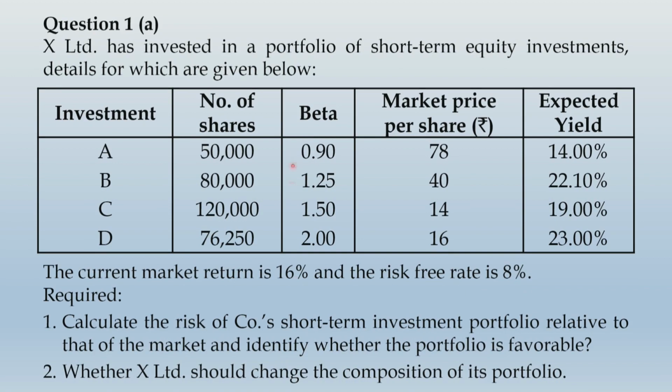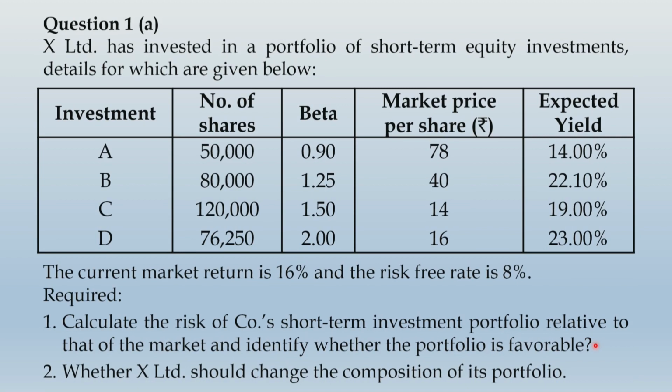We could compute the portfolio beta, and after computing it we may simply find out the expected rate of return on the entire portfolio as per the capital asset pricing model. Comparing that with the expected yield based on the performance of the stocks, we can find the portfolio alpha, and that will help you solve the first part of the question, which asks you to calculate the risk of the company's short-term investment portfolio relative to that of the market and identify whether the portfolio is favorable.